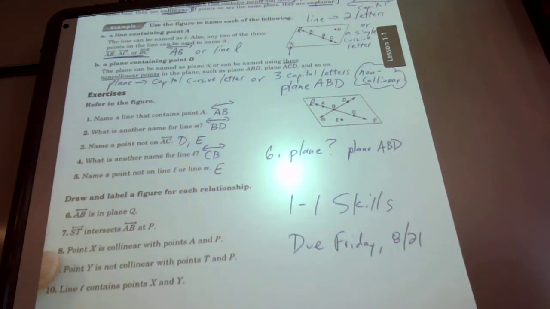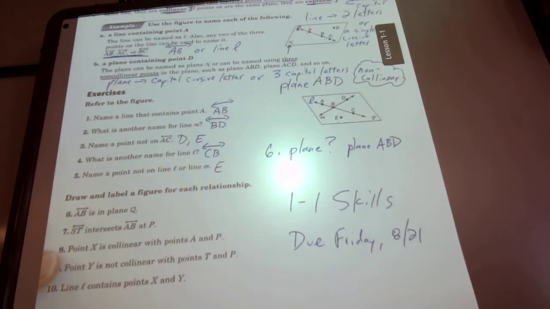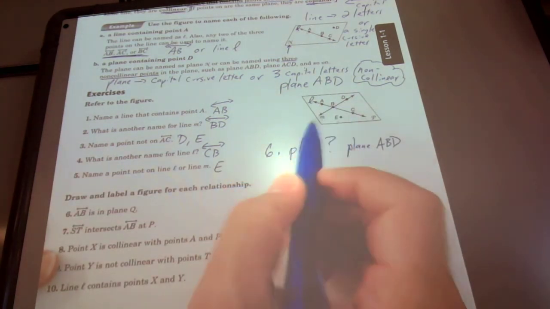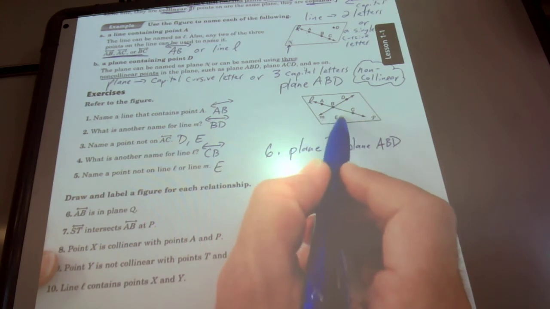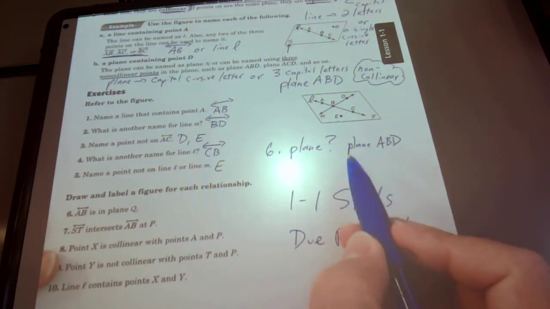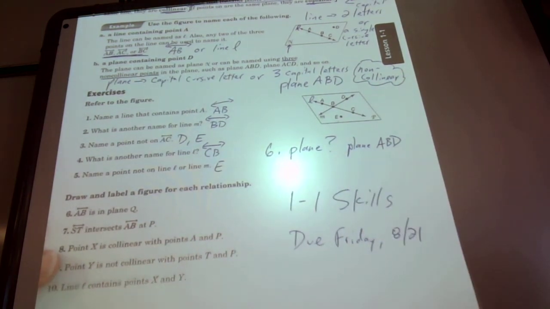What's our rules when we're writing a plane? It's got to be 3 letters. They can't all be on the same line, or they can't all be collinear. So we picked A, B, and D. A, B, and E would have worked. C, B, and E would have worked. And you just write plane and then your 3 letters, no markings above it.